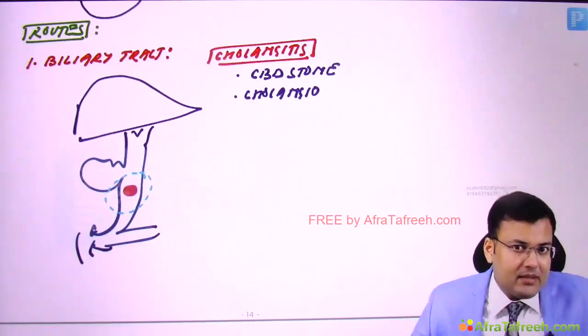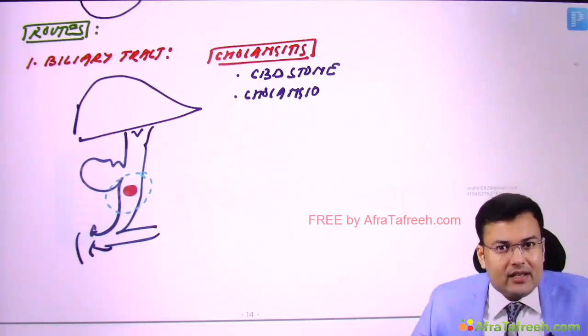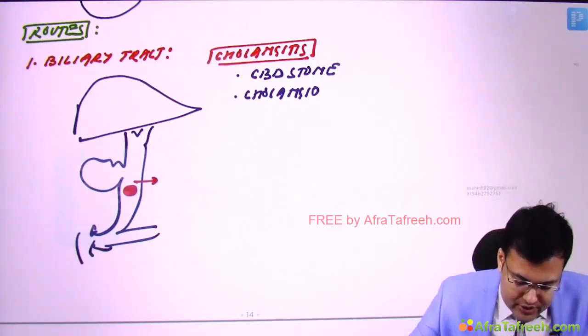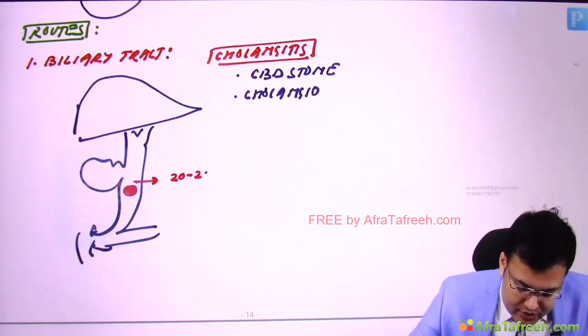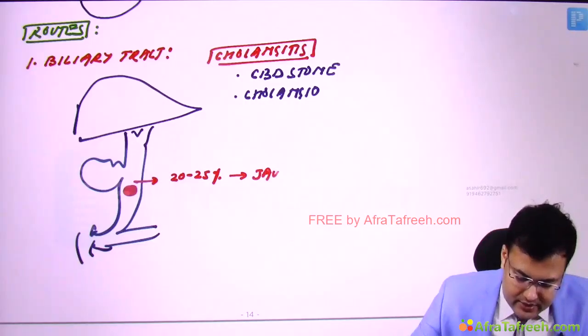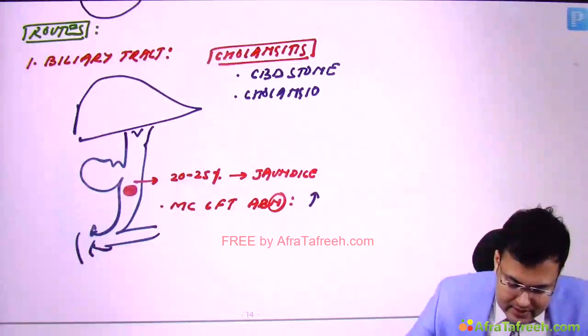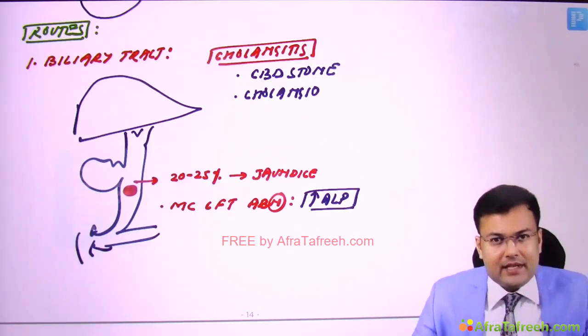And the second indirect question: if there is CBD obstruction, what is the most common LFT abnormality seen in patients of pyogenic liver abscess? Obviously, it is raised ALP. So two questions here. Because of this obstruction, in 20 to 25% of patients there is jaundice, and the most common LFT abnormality is raised ALP, raised alkaline phosphatase, right?